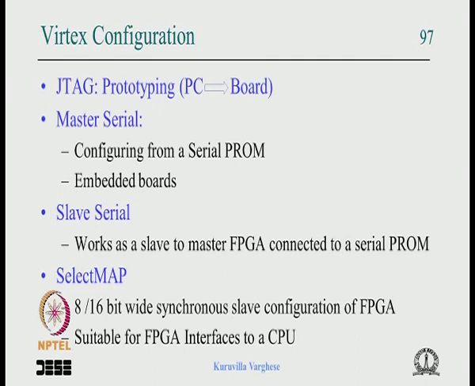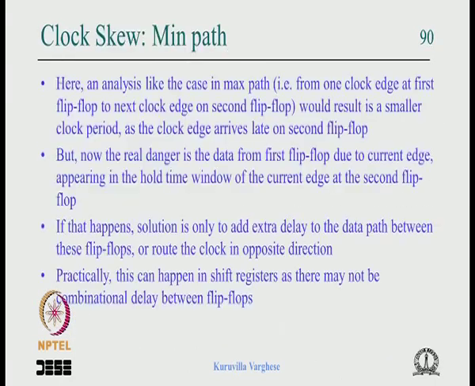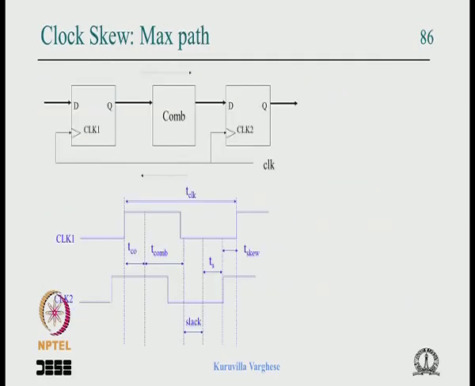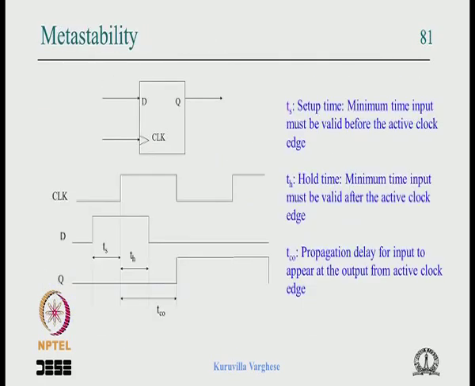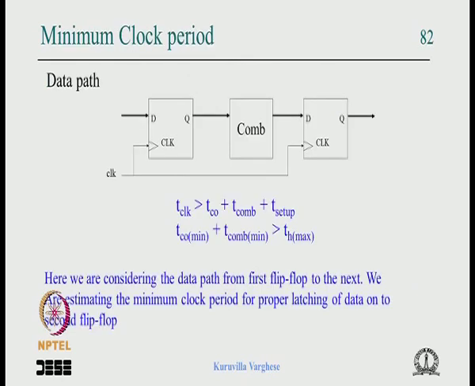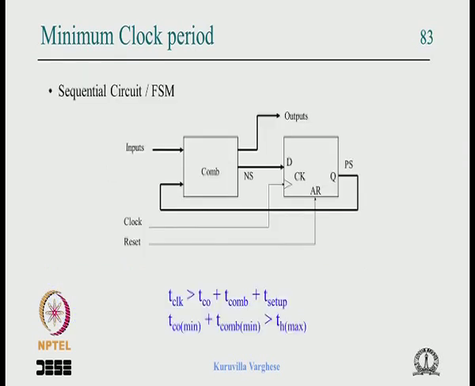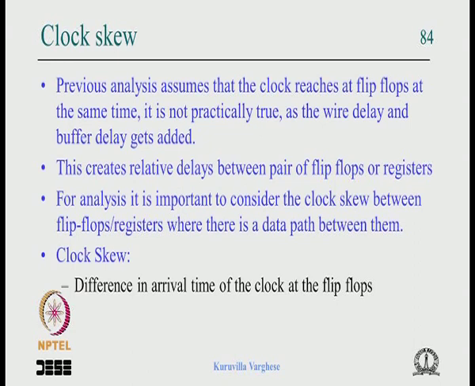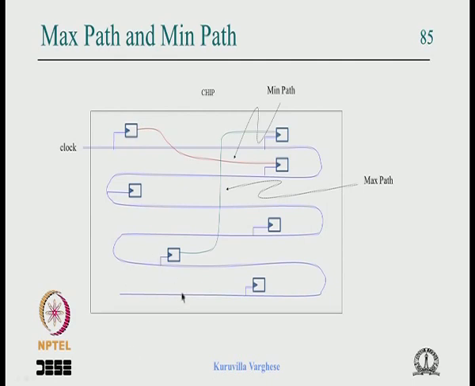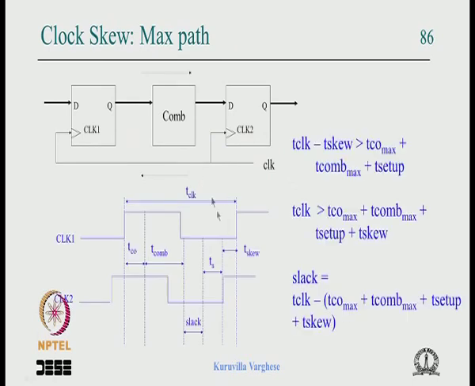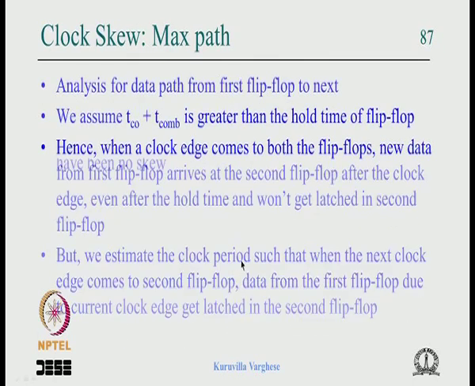And we are going to have a look at the configuration of the Virtex FPGA. Previously we looked at metastability, the clock period analysis, and the hold time violation analysis for a data path and sequential circuit. We analyzed assuming the clock reaches at the same time, which is not the case in real life. So we put a real-life case, with max path and min path, introduced Q between them, and analyzed, and we have seen that it is troublesome.